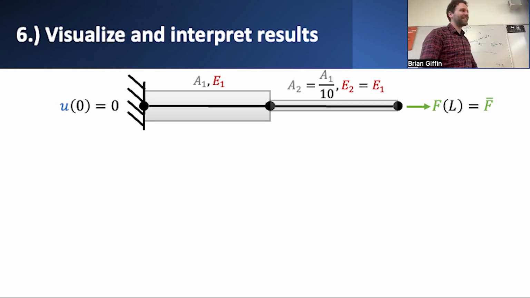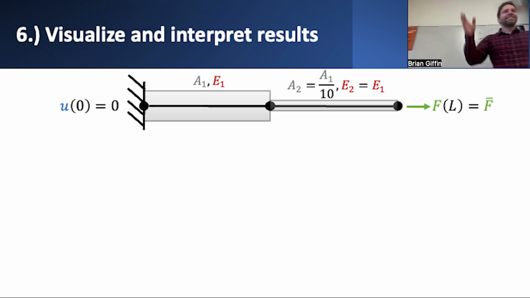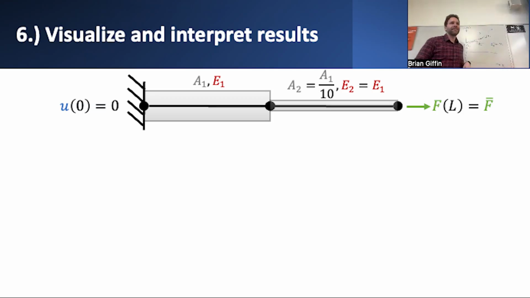So here's another example, similar to the last one, except in this case, rather than having differing values of the Young's modulus, I have differing values of the cross-sectional area. All right, what do you think about this one?